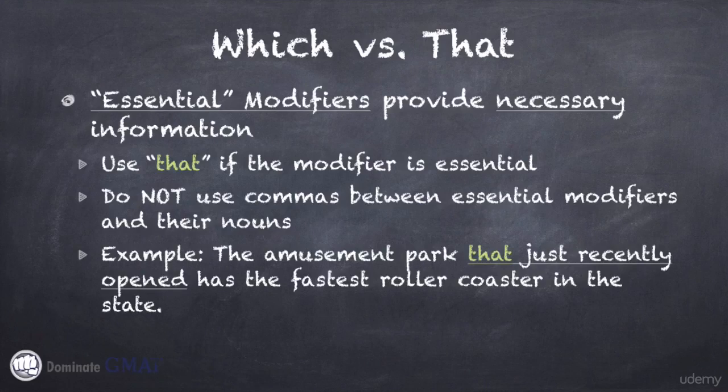And here's an example. The amusement park that just recently opened has the fastest roller coaster in the state. Of course, that introduces additional modifying information. It's telling us about the amusement park. It's the amusement park that just recently opened. And what's implied here is that I need that information to distinguish the amusement park that we are talking about. In other words, maybe there's multiple amusement parks, and therefore that modifying information is necessary. Hence, we use the word that.